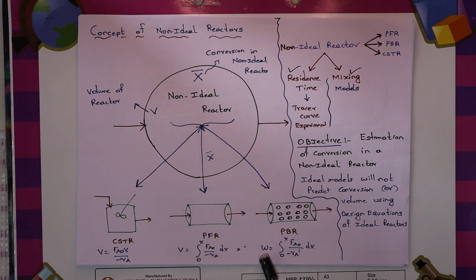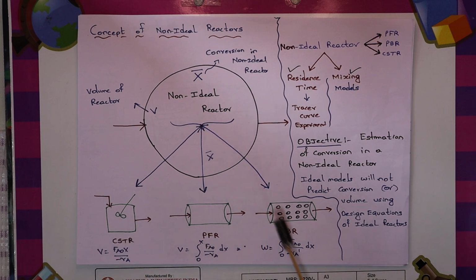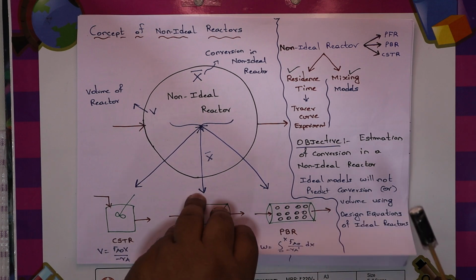and this one the mass of the catalyst for a given conversion in the reactor. These are the ideal laws. A non-ideal reactor will not follow these ideal laws. So let us move ahead into the concept.